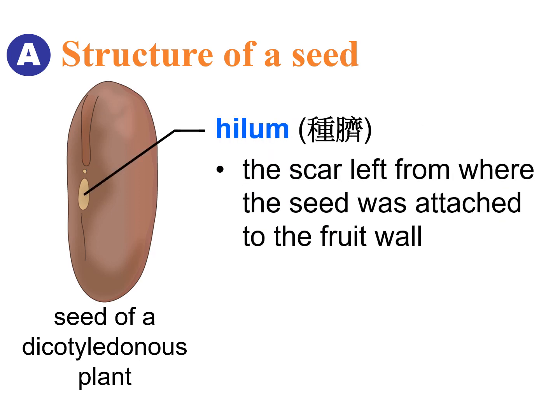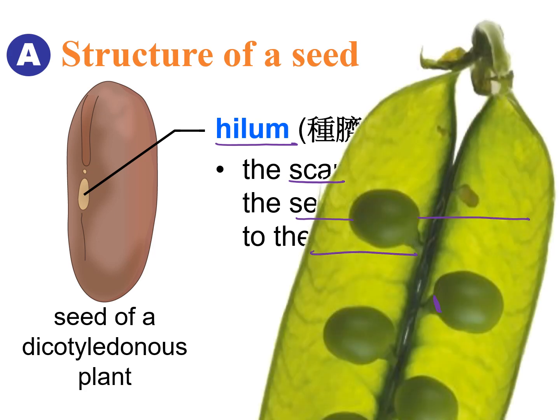Another structure at the center of the seed we call the hilum. It is a scar left from where the seed was attached to the fruit wall, such as here. When the seed falls out, you will see the hilum.